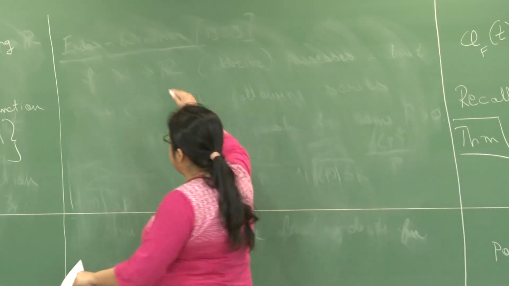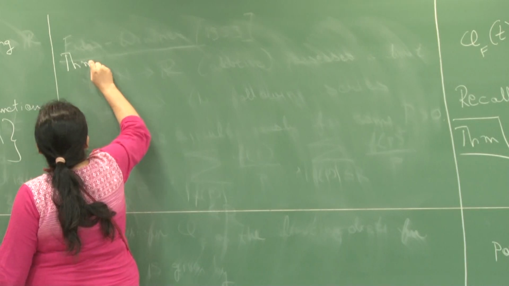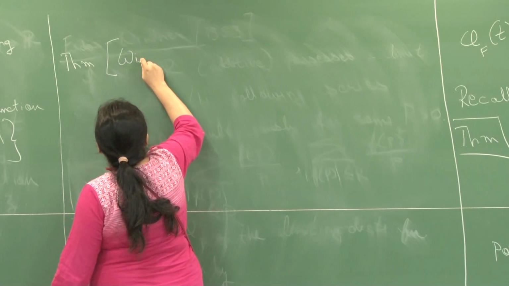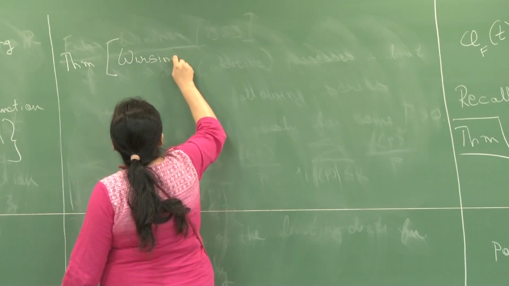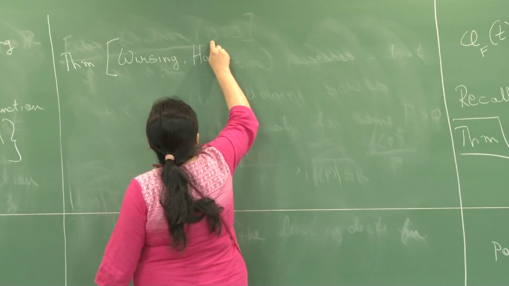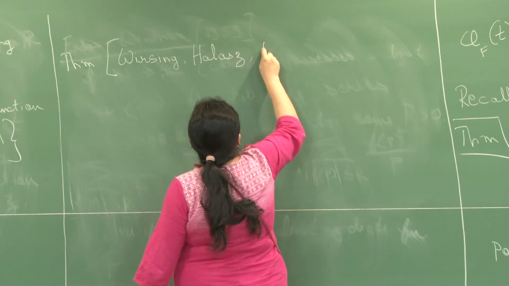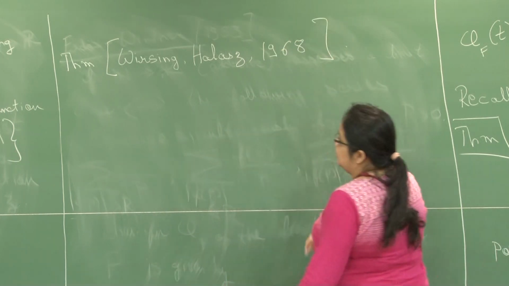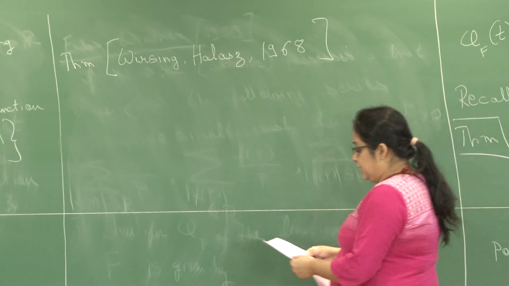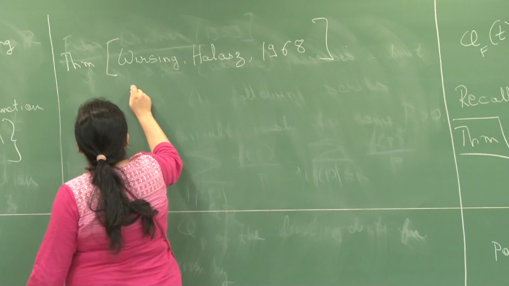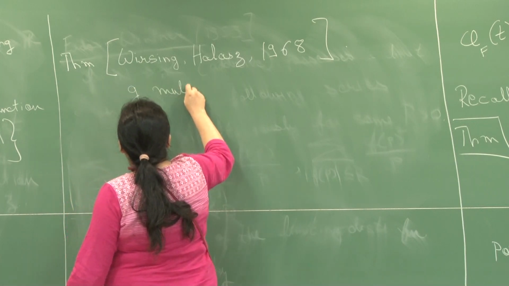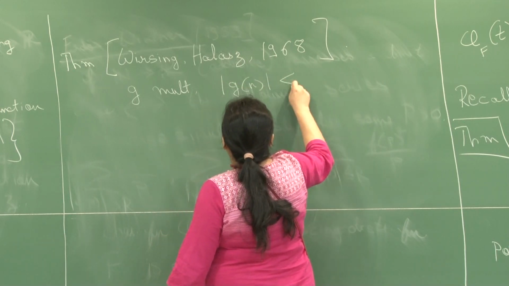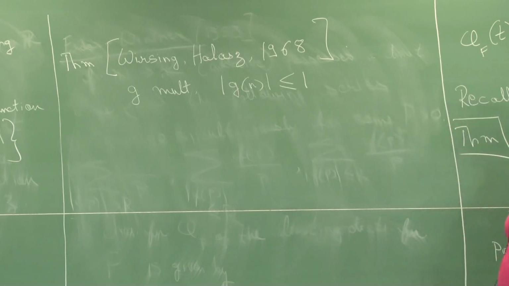So, I am going to discuss that. So, here is a theorem of Wirsing and Halász from 1968, okay, which says the following. So, let us take g multiplicative and absolute value of g of n less than or equal to 1 for every n. Okay.